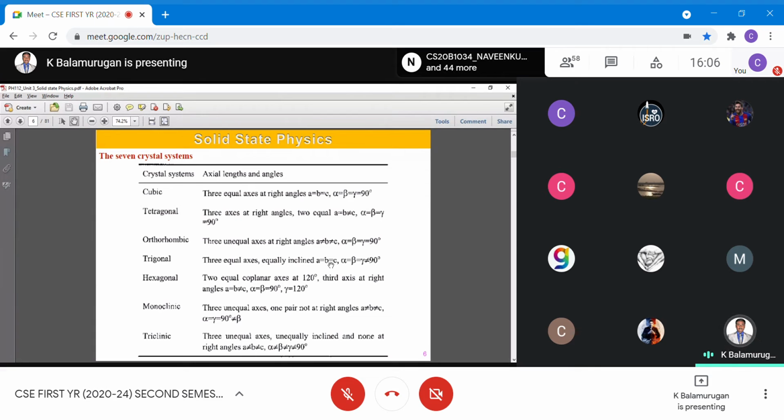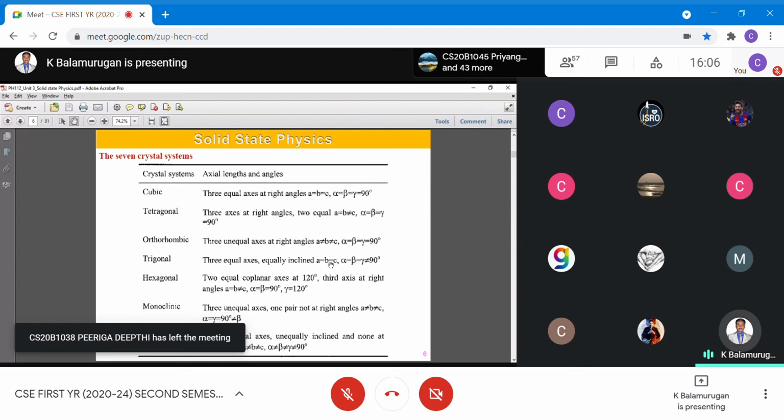For example, in a cubic case, in all 3 directions x, y, z, the length, the difference between 2 successive atoms or lattice points, is the same. a, b, c are all equal, a equal to b equal to c to a particular value. And alpha, beta, gamma are all equal, and they should be 90 degrees, not less or higher than that. If alpha, beta, gamma are strictly 90 degrees and the a, b, c values are equal, then it is called cubic structure.